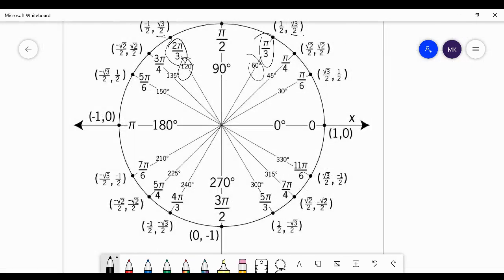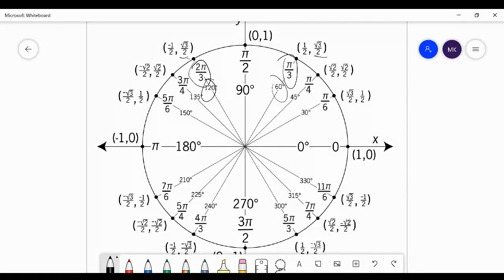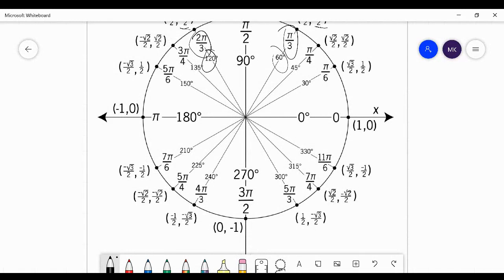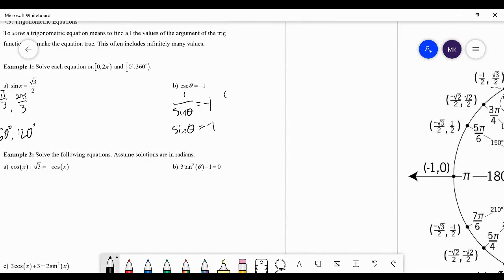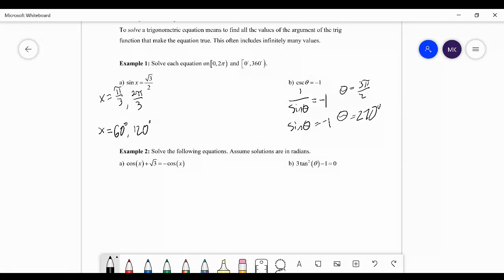So again, we can come back over here, remembering that sine is a y value. If we look within one rotation, the y value is -1 here. So we're looking at 3 pi over 2 or 270 degrees. That means our answer is that theta is equal to 3 pi over 2 or 270 degrees. So that's how we solve it within this first rotation. A lot of the time, it's going to be the easiest thing to do using our unit circle.